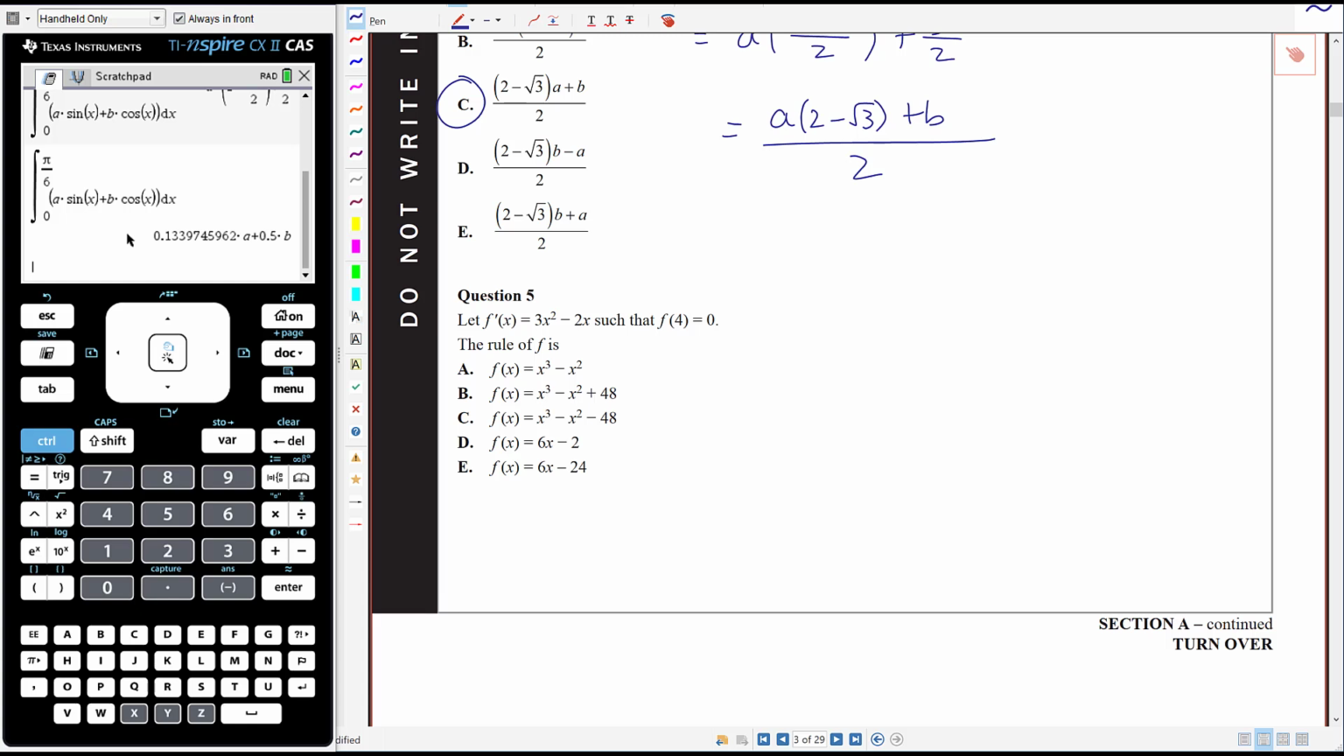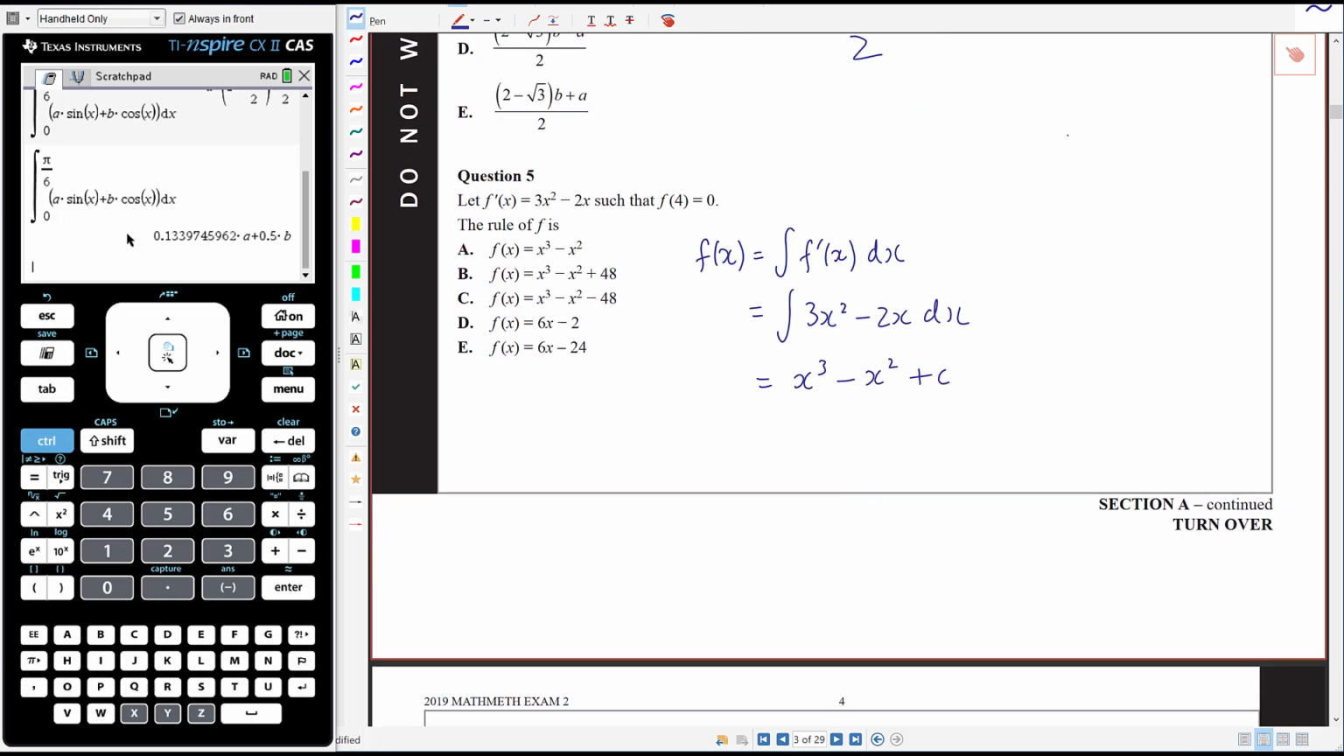Okay, question 5. Let f dash of x, so the derivative of f, be 3x squared minus 2x, such that f of 4 equals 0. The rule of f is, okay, so it's a very simple integration problem. So f of x is going to be the antiderivative of the derivative. So antiderivative of 3x squared minus 2x dx, which means adding 1 to the power gives us 3x cubed, dividing by that power is 3x cubed on 3, so it's just x cubed, minus 2x squared on 2, so it's just x squared, plus c, and that's what this is for.